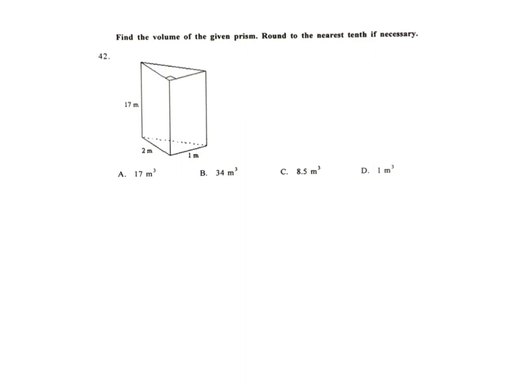Great, this is your final review, 42, 43, and 44. We are finding the volume of the given prism. Remember your volume of your prism? V equals big B times H. Big B is the area of your base. Your base is this triangle here, so I need to find that area.